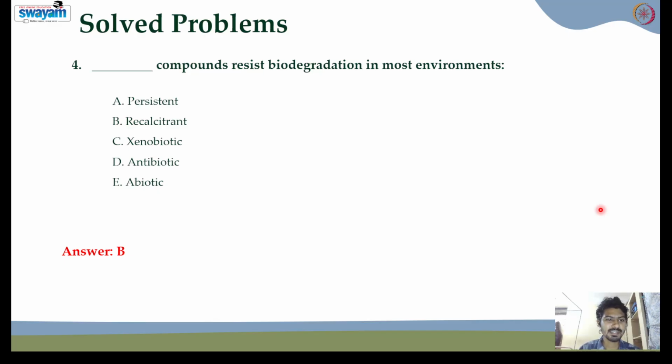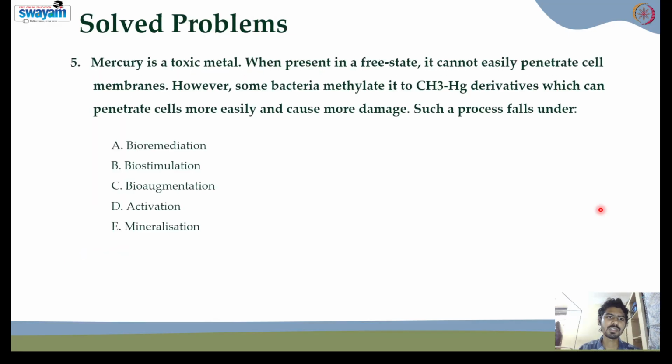We will move on to the next question, which is: mercury is a toxic metal. When it is present in the free state, that is, only in the Hg state, it cannot easily enter the cell membrane. However, some bacteria methylate this mercury and form CH3Hg derivatives. Once it forms these derivatives, it is very easy to penetrate and they cause more damage to the cells.